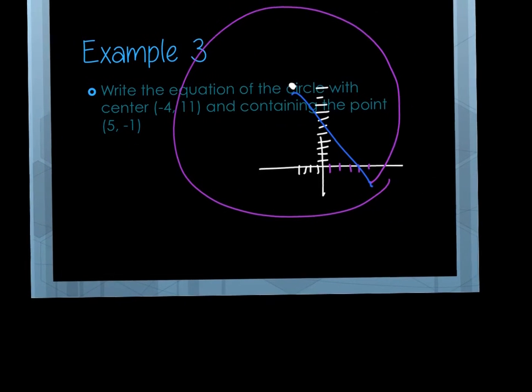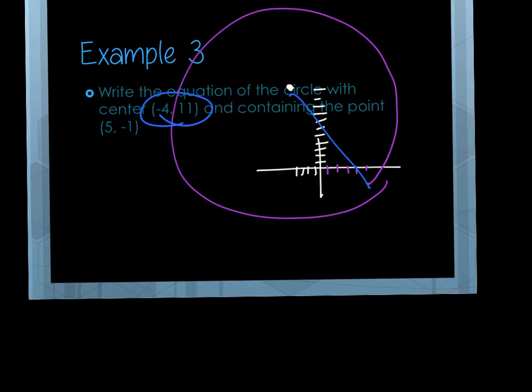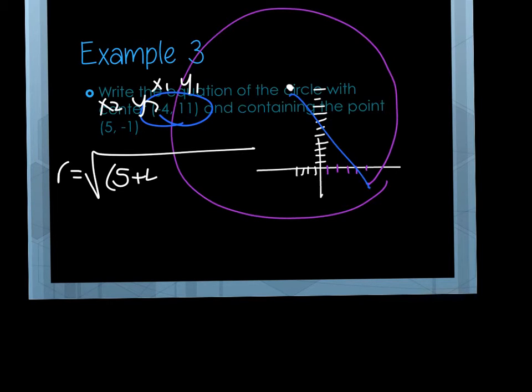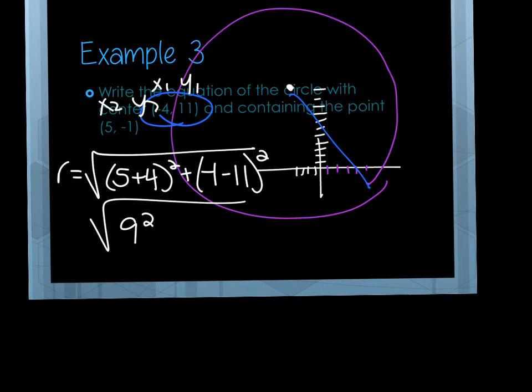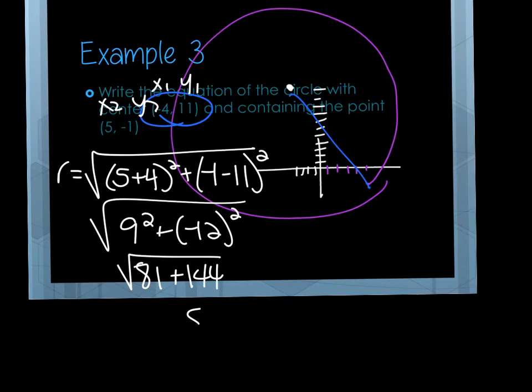So I know my center already, (negative 4, 11). And the radius is going to be the square root of, and it doesn't matter which ones you use as the x1, y1 or the x2, y2. So let's say that this is my x1, y1, this is my x2, y2. I'd get 5 minus a negative 4, which becomes positive 4, negative 1 minus 11, so 9 squared plus negative 12 squared. Square root of 81 plus 144. Square root of 225.